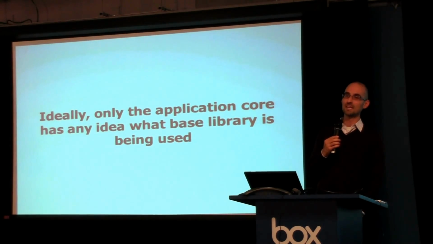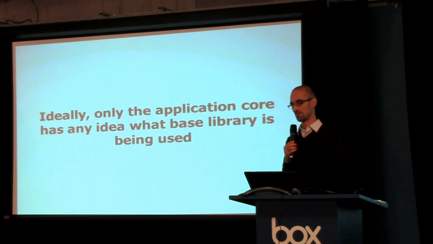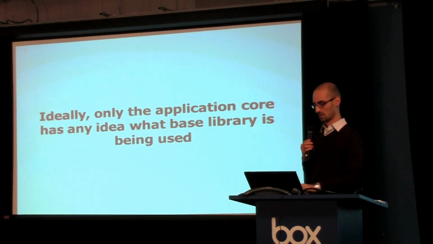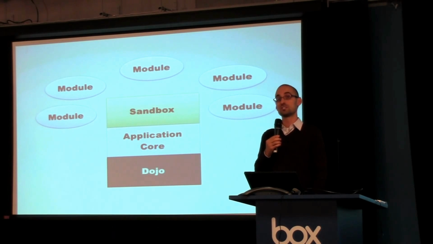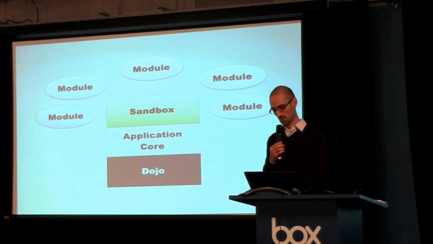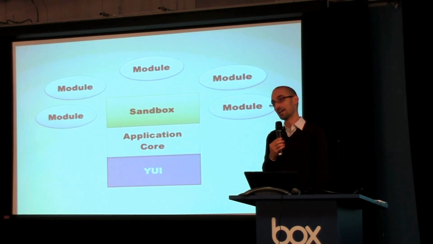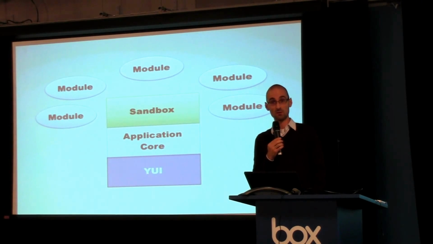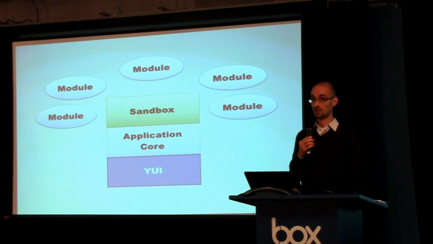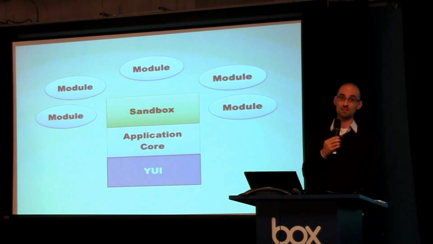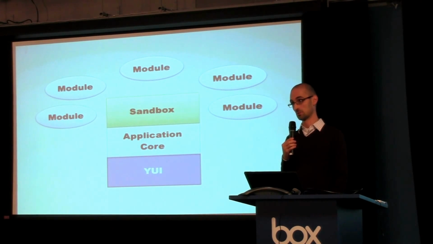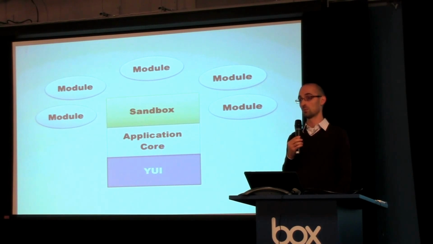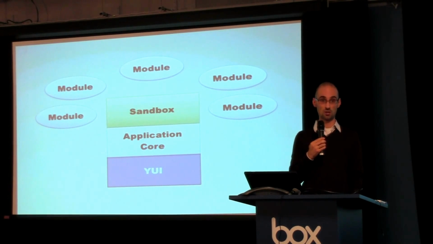Now, ideally, only the application core has any idea what base library is being used. And why is that? Well, because you could start out by using Dojo and then decide that you want to use YUI. And you should be able to make that change fairly easily without needing to rewrite everything. If you have to rewrite everything, that's bad. It probably won't end up happening anytime soon, and that means that you'll be stuck with your old code for a long time.